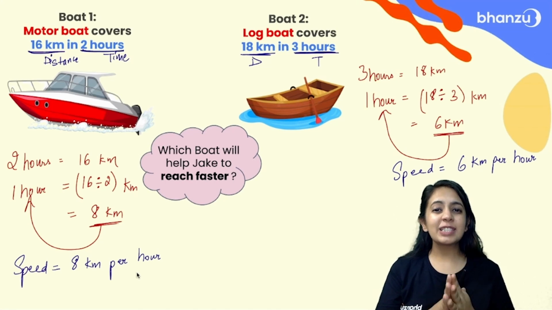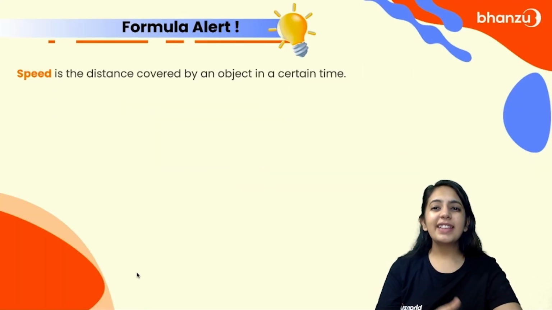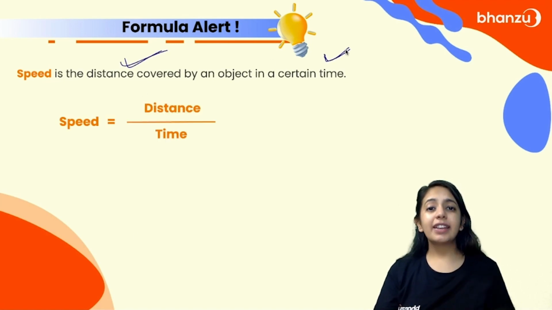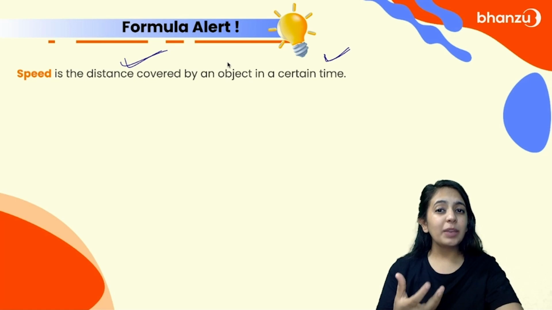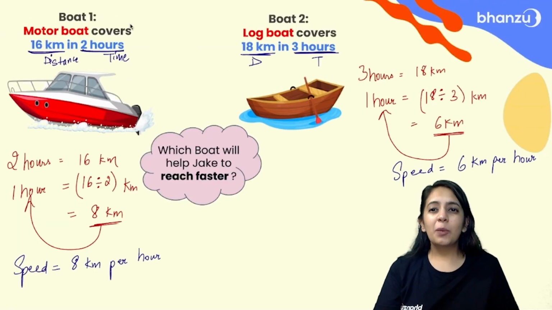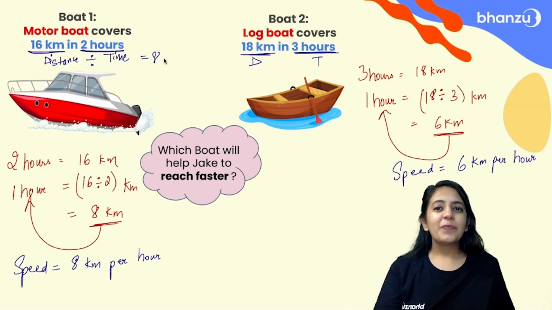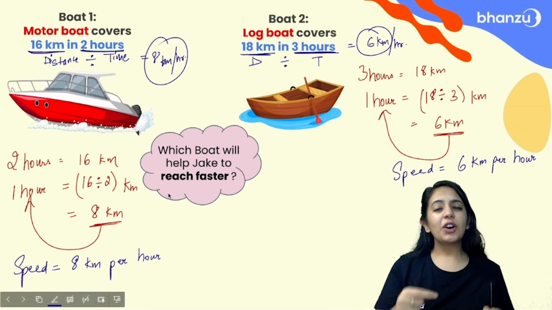So this, my dear, is the speed. And what is the speed? Speed is actually the distance covered by an object in a certain time. And the formula of speed is distance divided by time. And what we did over here was the same thing. We divided distance by time. 16 divided by 2, we got 8. And here also we divided distance by time and we got 6. So 6 kilometers per hour is actually the speed of the logboat and 8 kilometers per hour is for the motorboat.